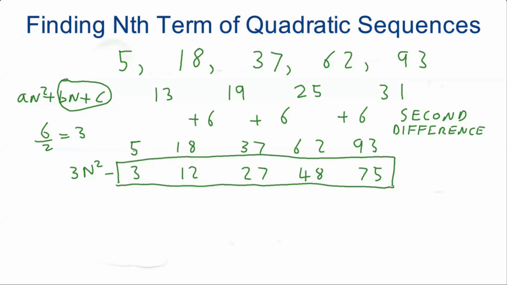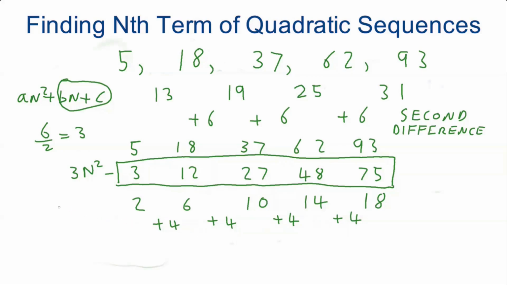We now subtract this from our original terms, which will leave us with this linear part here. 3 from 5, 2. 12 from 18 is 6. 27 from 37 is 10. 48 from 62 is 14. 75 from 93 is 18. We've got a difference of +4. There's our common difference for the linear part.